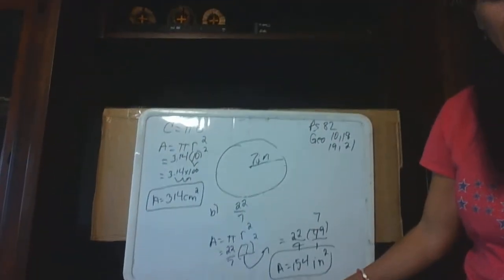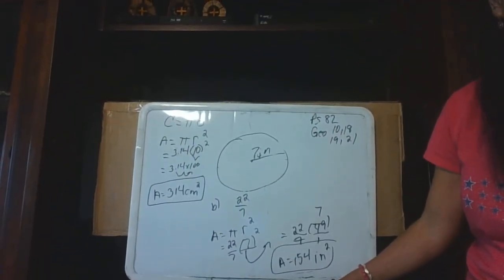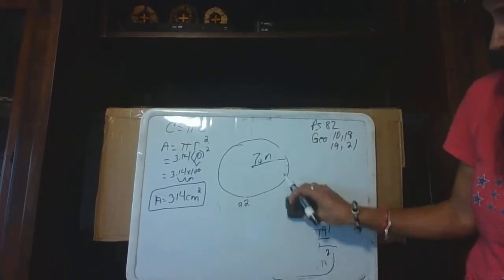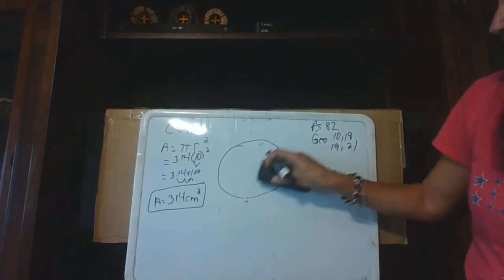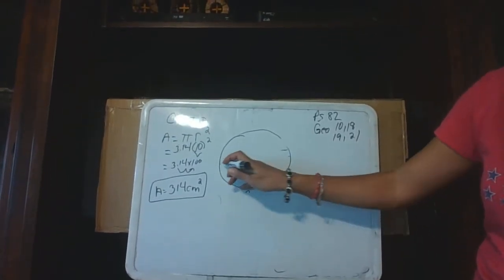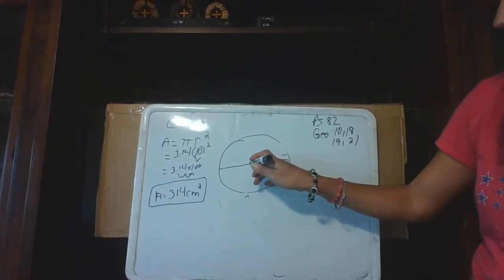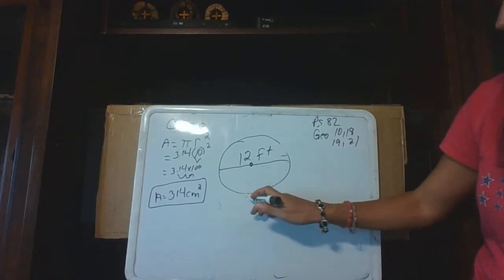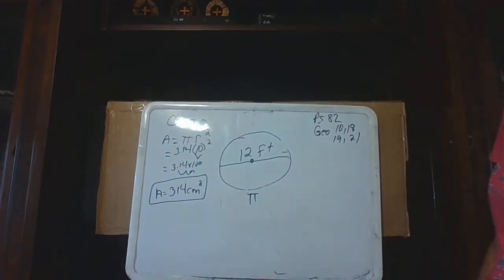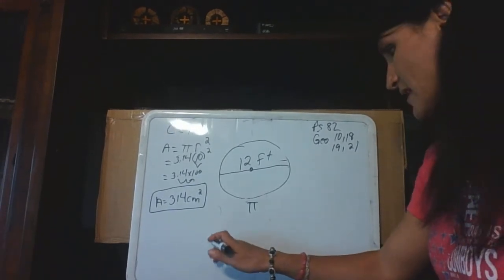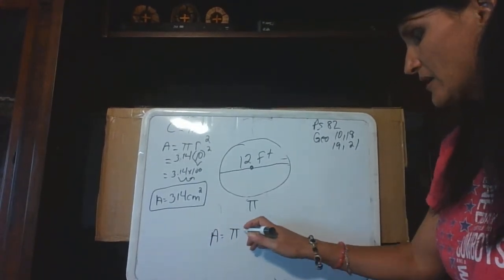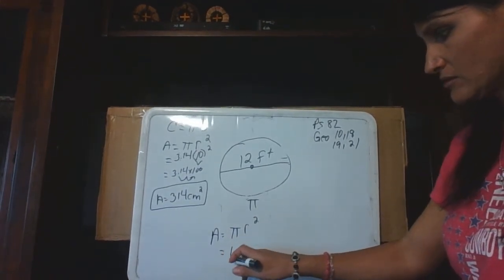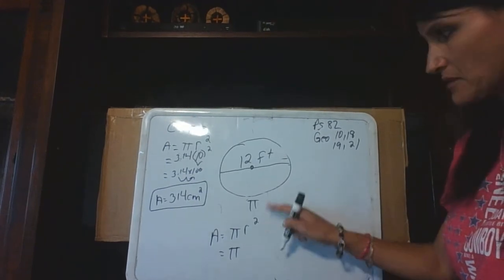Now, if the problem asks you to leave pi as pi, like C does, I'm going to do that example, okay? So I'm going to erase these, and I'm going to erase this one. And this time it says it has a diameter of 12 feet. And it says to leave pi as pi, okay? So in this case, you're going to do the same. You're going to say area equals pi radius squared. For my pi, I'm going to leave it alone. For my radius, I'm going to put in the radius.